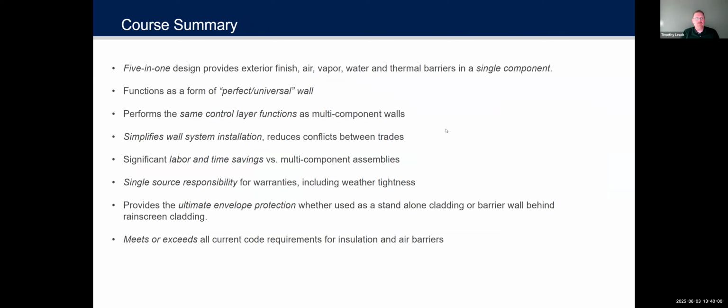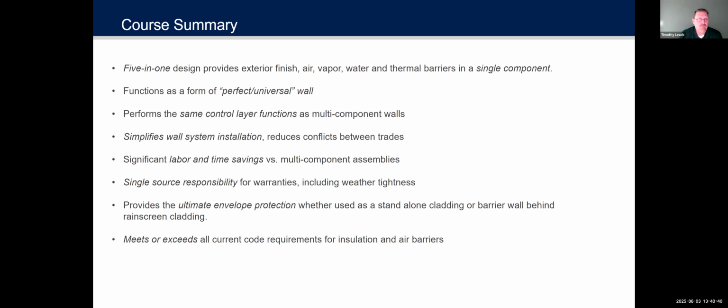So insulated panels provide a 5-in-1 design for your air, vapor, water and thermal barriers in a single component. That's the big thing about an insulated panel. What makes an insulated panel a perfect universal system is it's just one design. You don't have to worry about all these other components and which one should be located where. It functions as a perfect universal wall because of that. It's got the same control layer functions as multi-component walls. So instead of having to deal with all those different components, you've got a single component. Simplifies that wall system. Simplification, that's the big key for insulated panels.